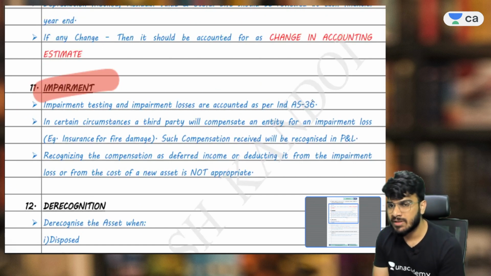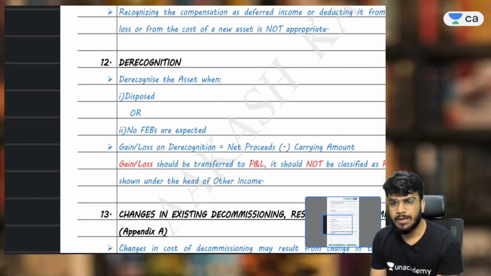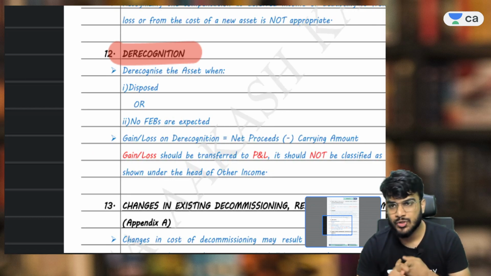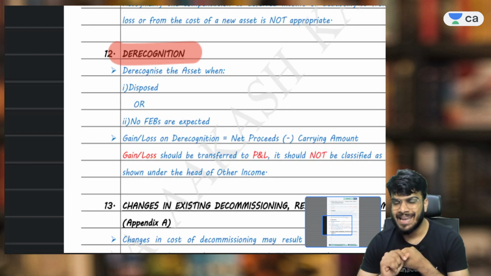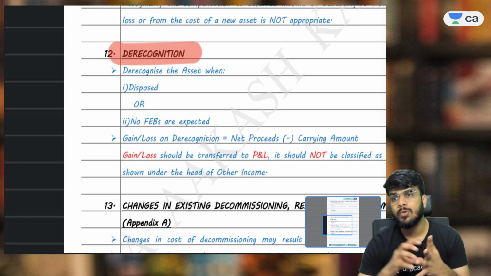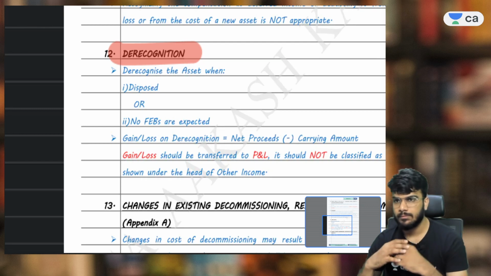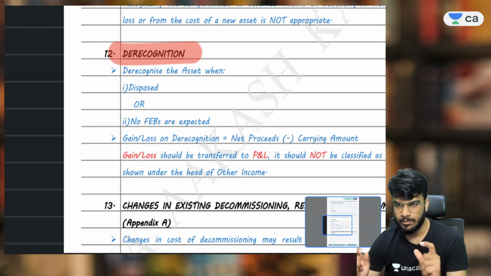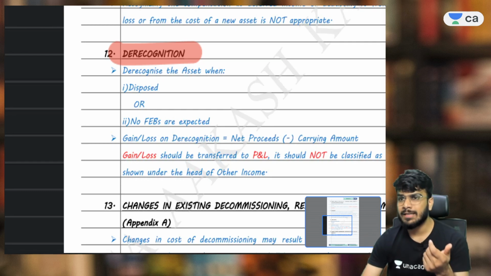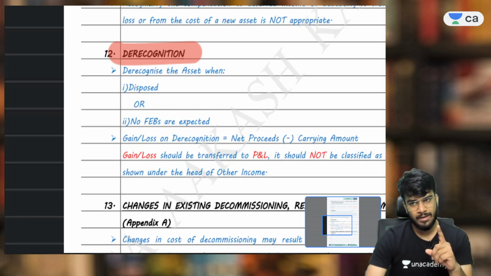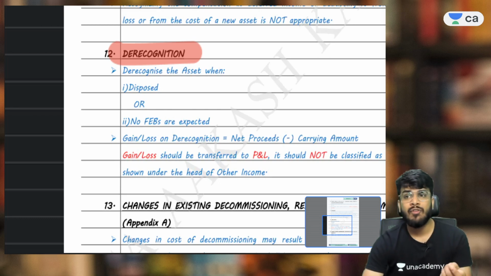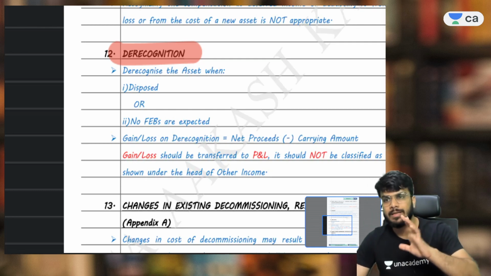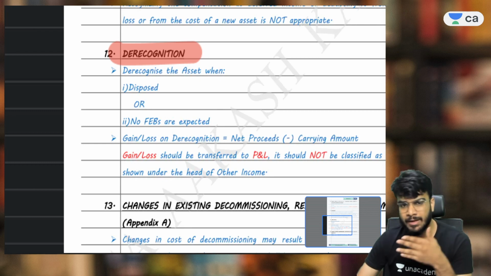Next point is impairment, which is discussed in Ind AS 36, need not study here. Next point is de-recognition. What is the meaning of de-recognition? Once the life is over, or if the asset is sold, you will de-recognize the asset. That means the asset will be moved out of your books. The point which you need to remember is if you have sold the asset at a gain, let's say on the date of sale the carrying amount was 10 lakhs and you sold it for 11 lakhs, you have a gain of 1 lakh rupees. Such gain will be transferred to other income and not revenue from operations. It will be a revenue, but it will not be revenue from operations. It will be other income, right? And if you sold it at a loss, then it will be other expenses.